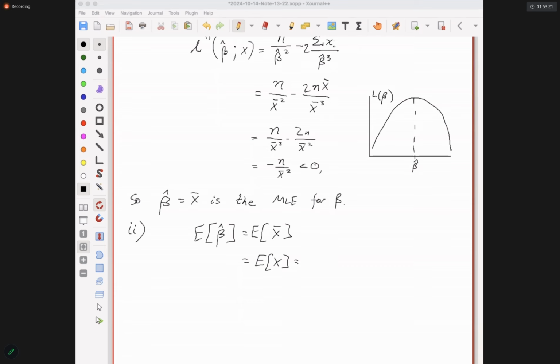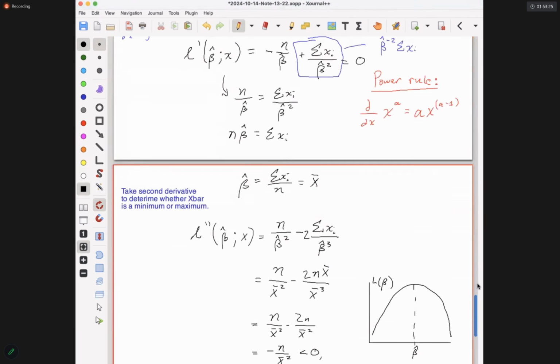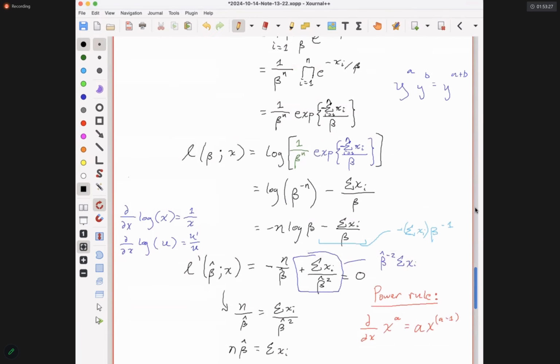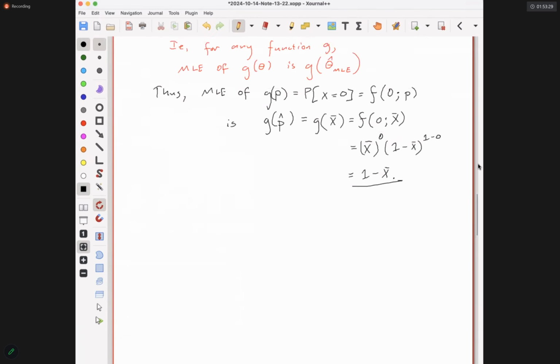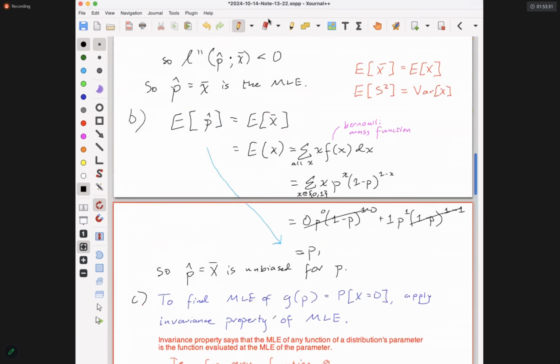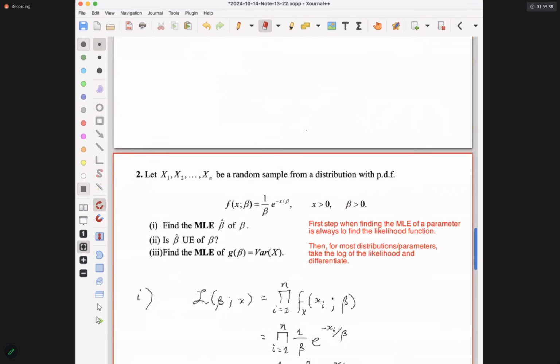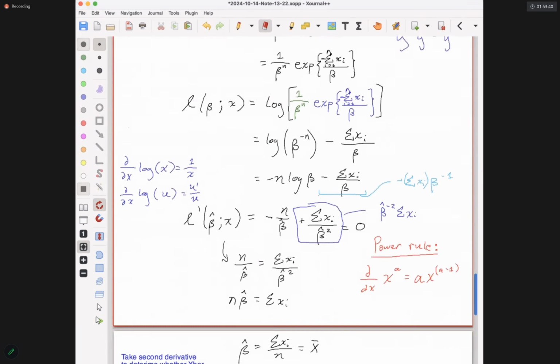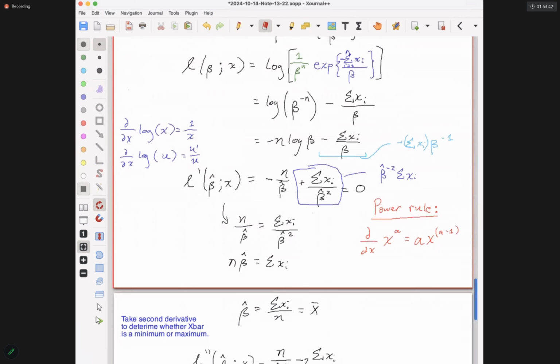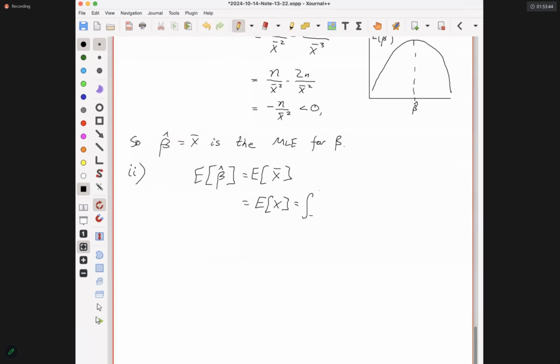We take the integral. Did I write dx before? Oh, sorry, there should not have been a dx there. There's no dx for sums. That's just an integral thing. But yeah, we're taking the integral technically from negative infinity to positive infinity of x f(x) dx.